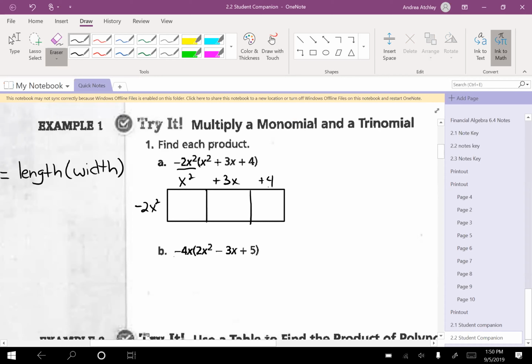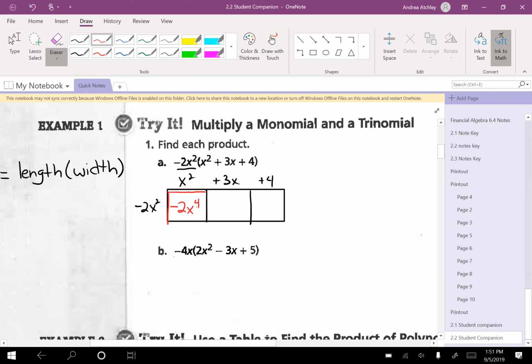So we want to find the area of all the little pieces. We're going to find the area of all the little pieces and then add them all together to find the total area of the whole rectangle. In order to do that, we find the length, which is x squared here, times the width, which is negative 2x squared. We multiply them, length times width, and get negative 2x to the fourth.